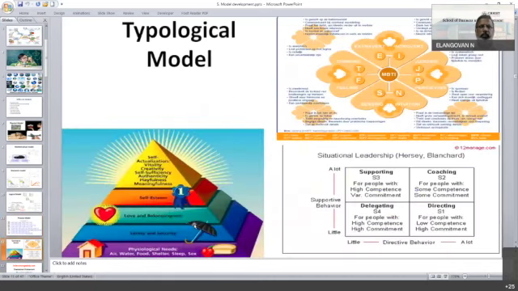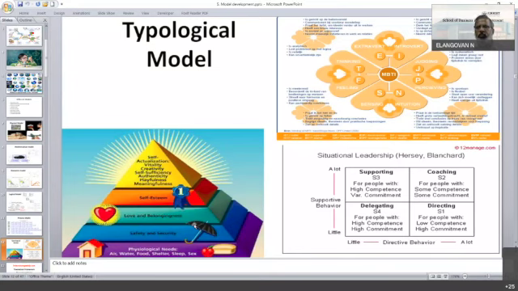The next one is the typological model. What is a typological model? A typological model is something that categorizes or classifies things. So that is what is called a type. Typology means classifying something or typifying something. What type of thing is it? So grouping them into some types or categories, that is called a typological model.